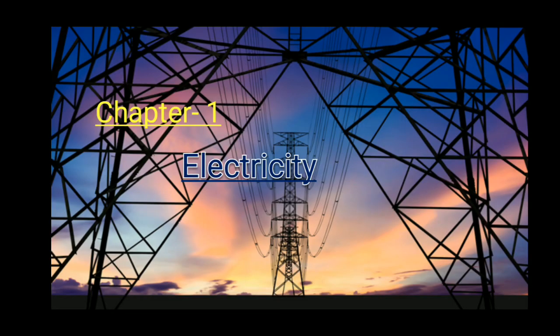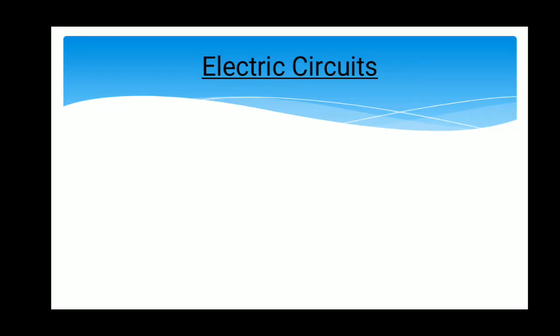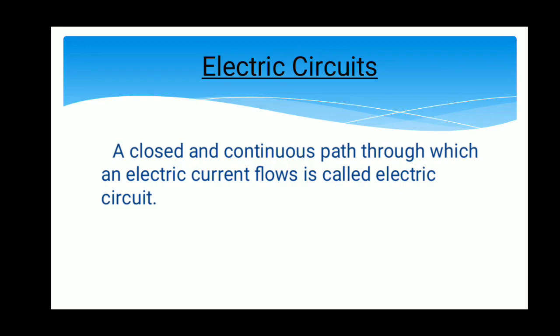Today, I will continue my lecture on the chapter electricity. In previous videos, we discussed electric charges, electric current, electric potential, and potential difference. So now, we discuss electric circuits. A closed and continuous path through which an electric current flows is called an electric circuit.